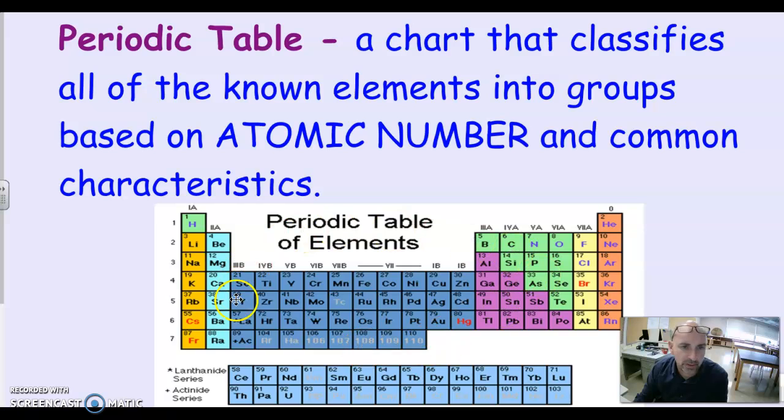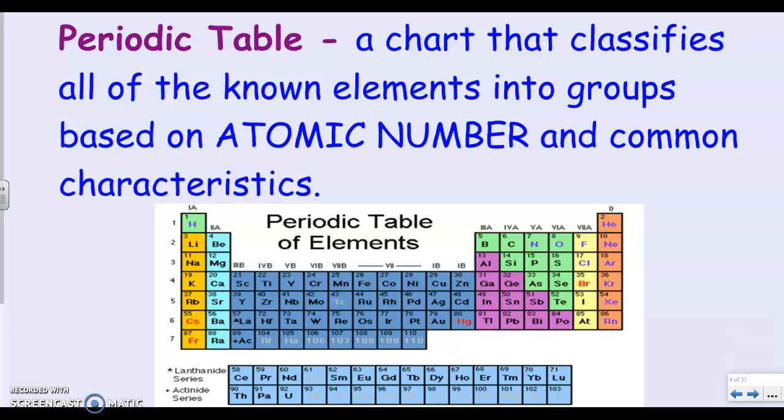So I've got a picture here of the periodic table, which you also have a copy of in your notes. You might have a better one even in your agenda or online. There's some really nice ones. You can check out the links and see some. The periodic table is basically a chart that classifies all of the known elements into groups based on atomic number and common characteristics.